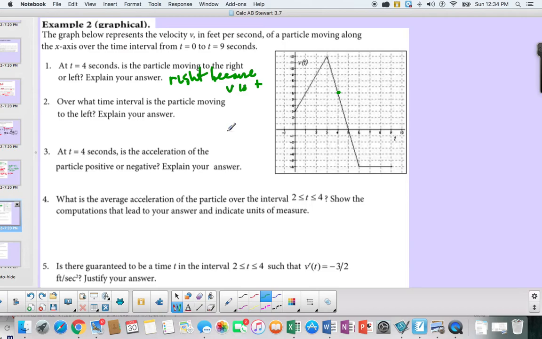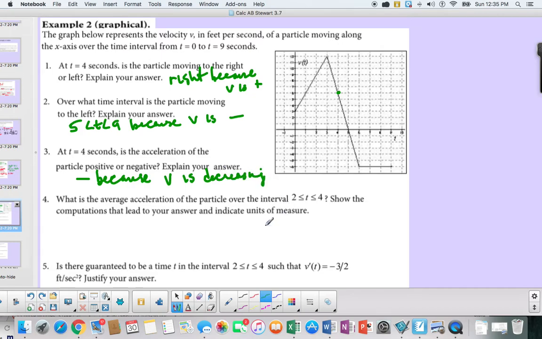Over what time interval is the particle moving to the left? This is when the velocity is negative. So I'm going to say 5 less than t less than 9 because velocity is negative. At t equal to 4, is the acceleration of the particle positive or negative? At t equal to 4, we're looking at acceleration, which is the derivative of velocity. It looks like it's going to be negative, because the velocity is decreasing.